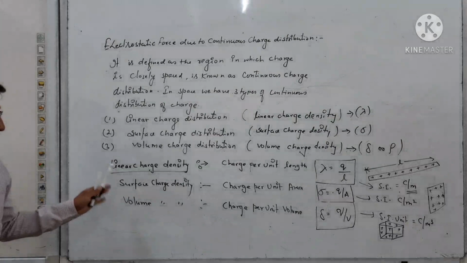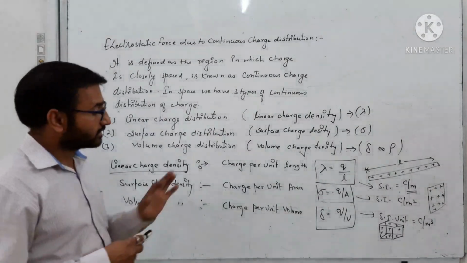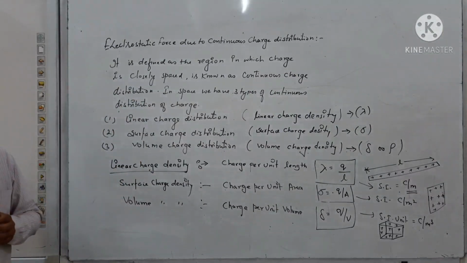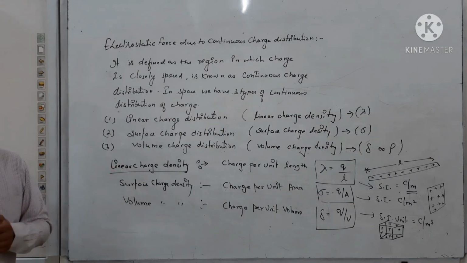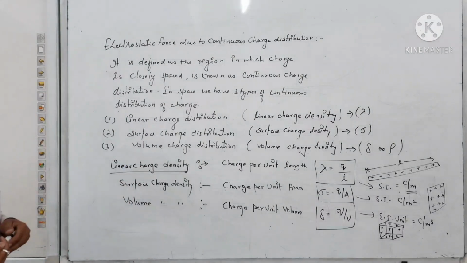The density for this kind of distribution is called volume charge density. After this, we will write some formulas based on linear charge density, surface charge density and volume charge density. We will study them one by one. For that, pause the video and note down the work.